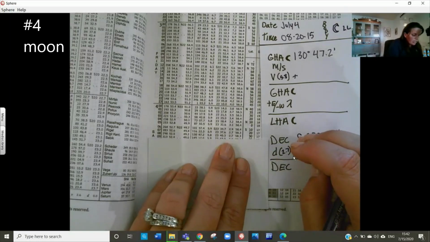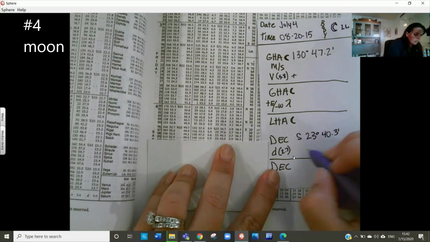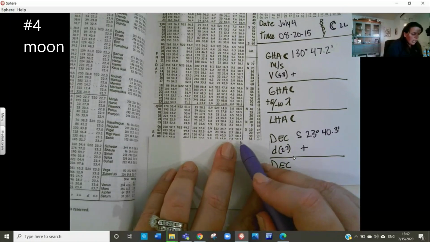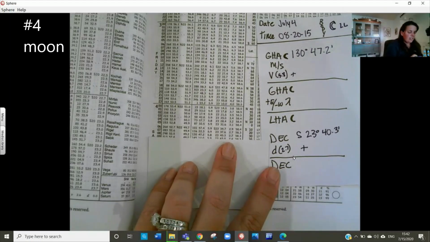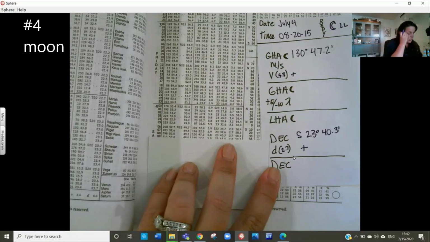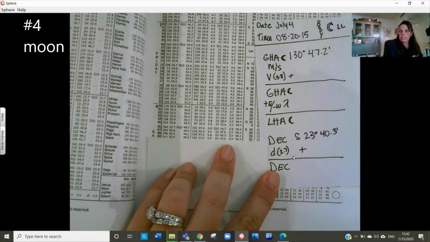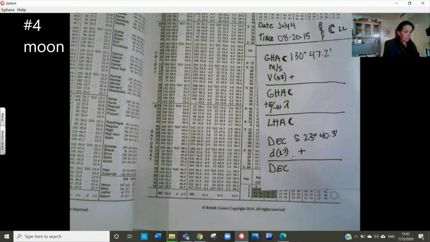And then is that increasing or decreasing? That's going to be increasing. So we're adding whatever the correction is. And then that last one, HP, is for the sextant corrections when we get to our sextant, and that's going to be next week. So we would make a note of that, but not for this particular part of the site reduction form.